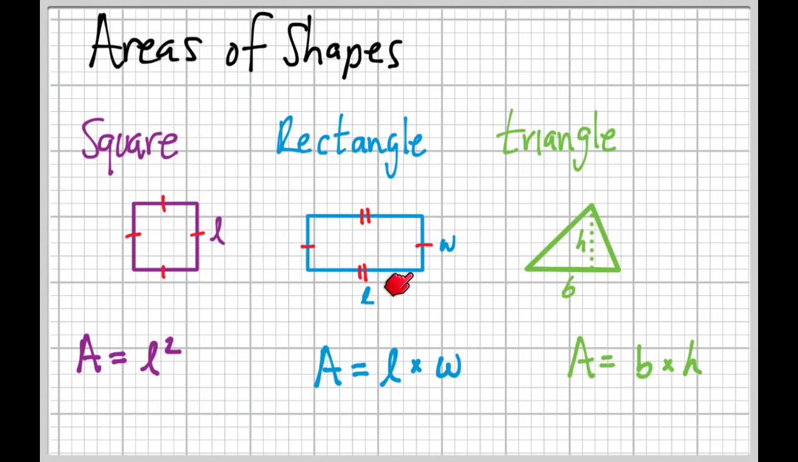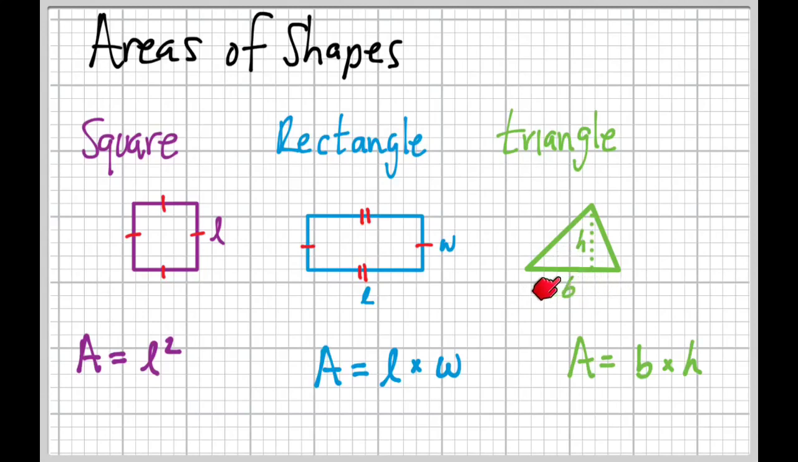With a rectangle, we have 4 90-degree angles, and opposite sides are equal. Okay, hence these little marks. We have a length and a width, and to find the area, we just do length times width. Okay. Here's a triangle with 3 sides. Doesn't matter whether they're the same length, or there's 2 the same length, or whatever.